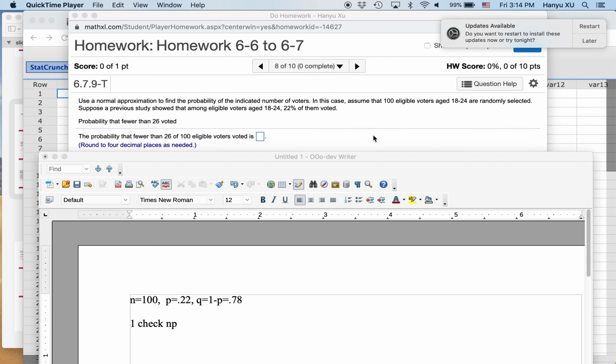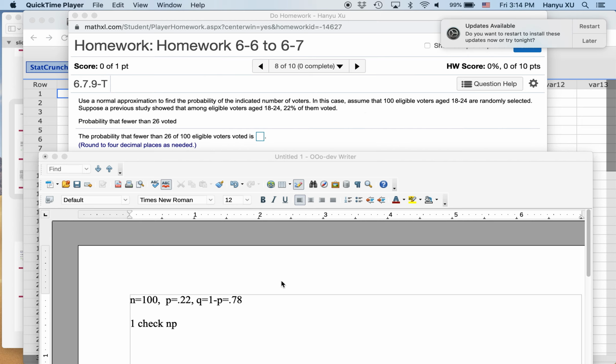Everyone, let me show you how to do number 8 for homework 6.4 to 6.7. It asks you to use normal approximation to find the probability of the indicated number of voters. So assume you have 100 voters randomly selected, and suppose previous studies show that among eligible voters aged in this interval, 22% of them voted. So in this case, you want to use the normal approximation for the binomial distribution.